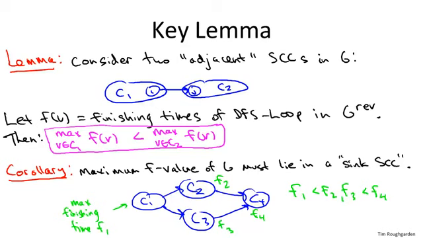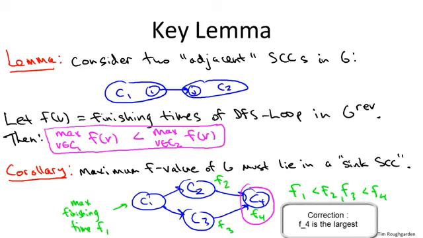You'll notice we actually have no idea whether F2 or F3 is bigger, so that pair we can't resolve, but we do know these relationships. Okay, F1 is the smallest and F4 is the biggest. And you'll also notice that C4 is a sink SCC in the sense that it has no outgoing arcs. And if you think about it, that's a totally general consequence of this lemma.